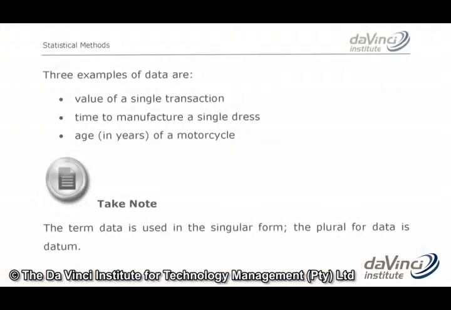What is the plural of data? Datum. Just so that you know. Just turn the page, page 12. It's in your books. Just take note. The term data is used in the singular form. The plural for data is datum. Okay. So a lot of people think datum, oh, no, that's the Afrikaans word for date. Datum. No? Okay. So, datum is the plural of data.